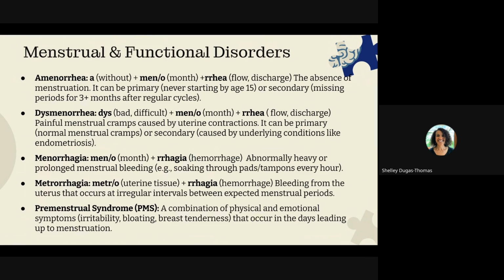Dysmenorrhea is dys, painful or difficult, meno, month, which means menstrual cycle, and rhea, painful monthly flow. Menorrhagia is meno, month, plus rhagia, which is hemorrhage, abnormally heavy, prolonged bleeding. And metrorrhagia is uterus plus rhagia, hemorrhage, bleeding from the uterus occurring between regular cycles.